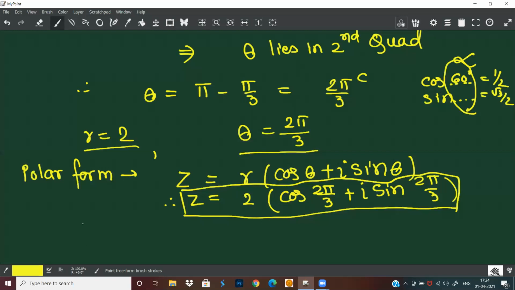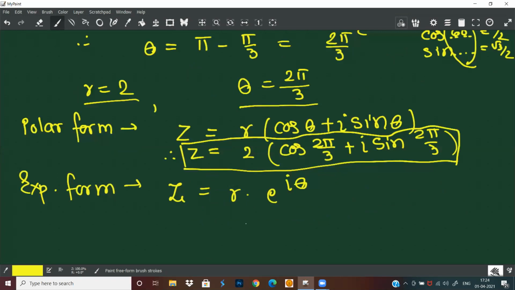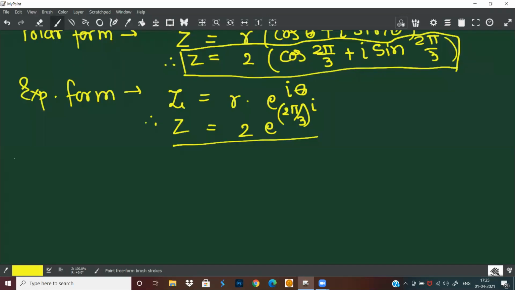Exponential form: Z is r into e raised to i theta. The value of r is 2. Theta is 2 pi by 3 into i. Correct? This is the exponential form. Super. Correct? Now we'll do the next sum.